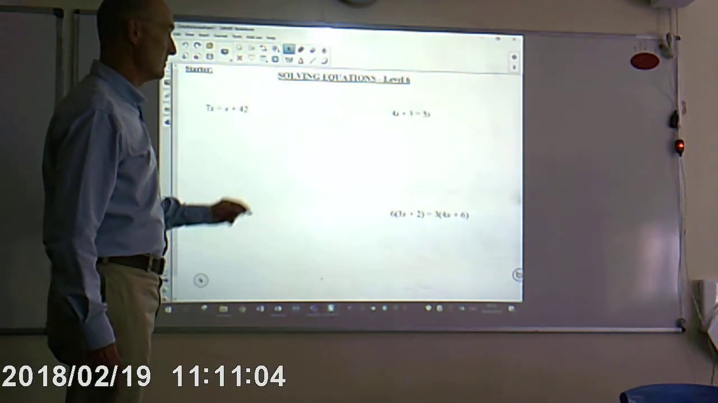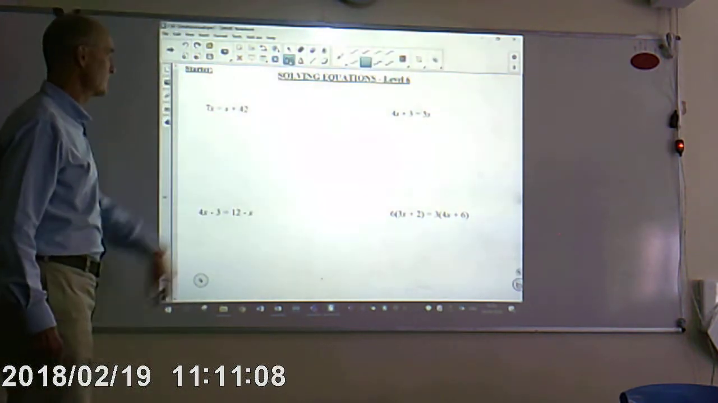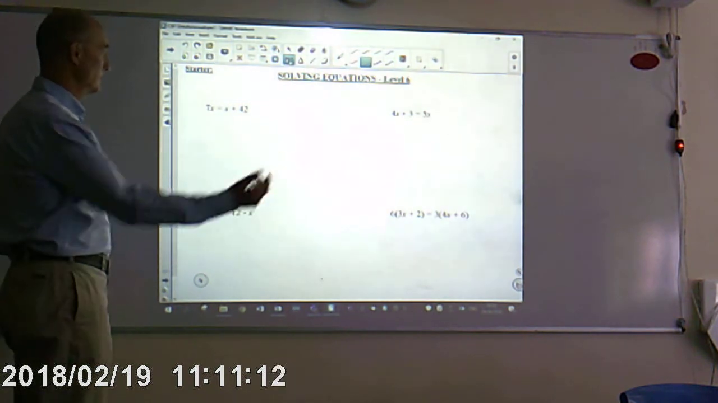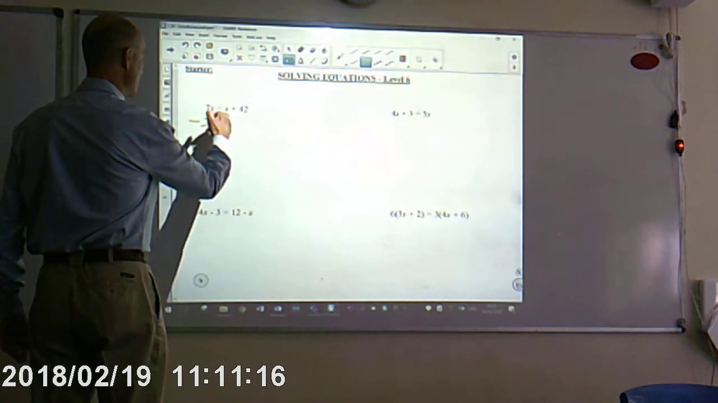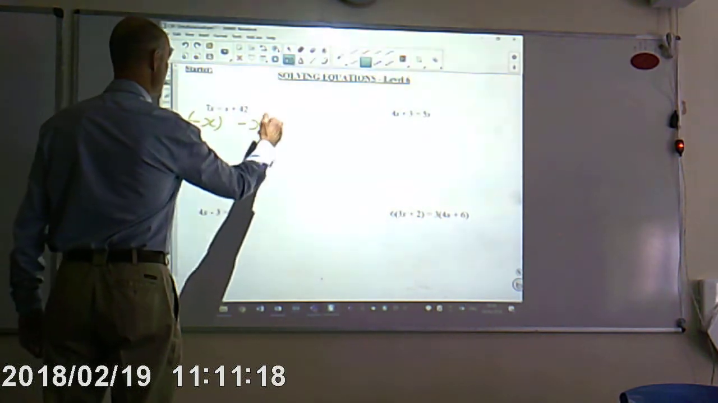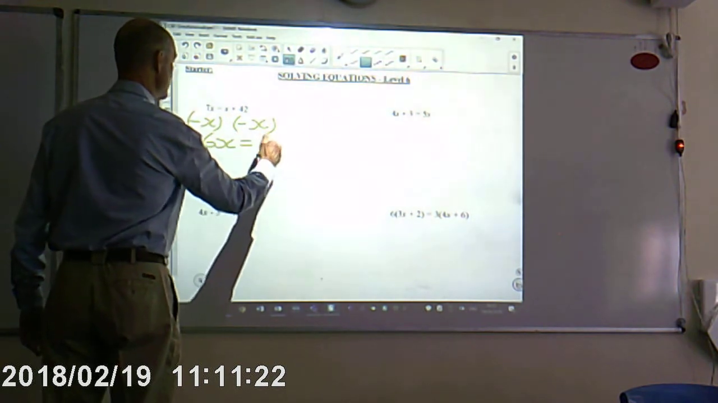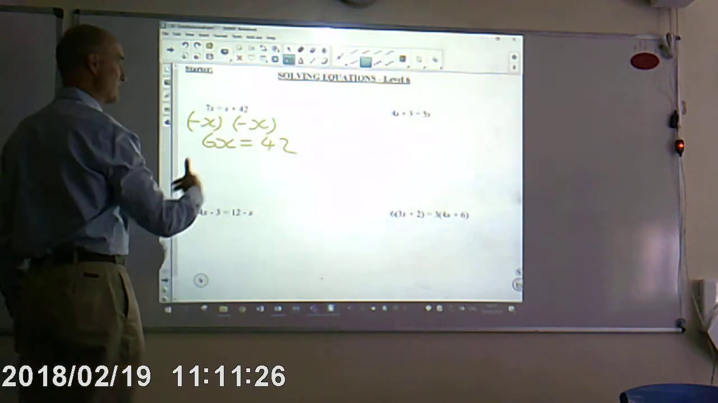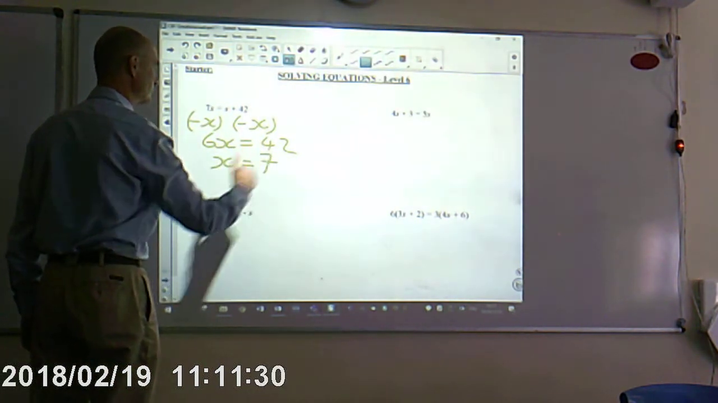Right, so let's work through some solutions here. 7x equals x plus 42. We want to get x on its own. We subtract x from both sides. So minus x from the left hand side, minus x right hand side, 6x equals 42. What do we do to get x on its own? Divide both sides by 6, so x equals 7.